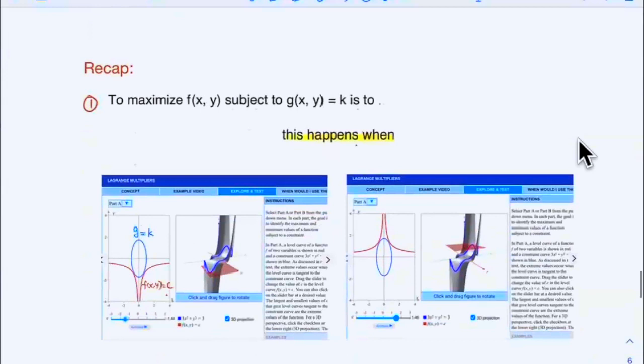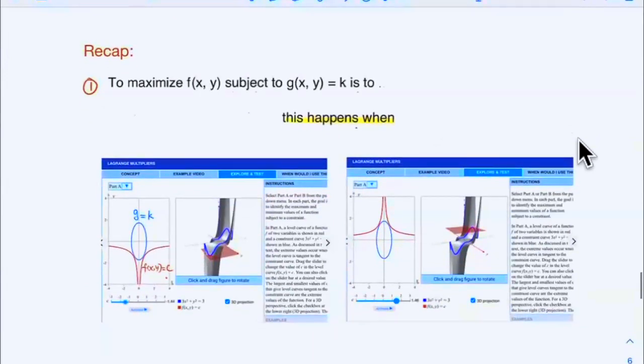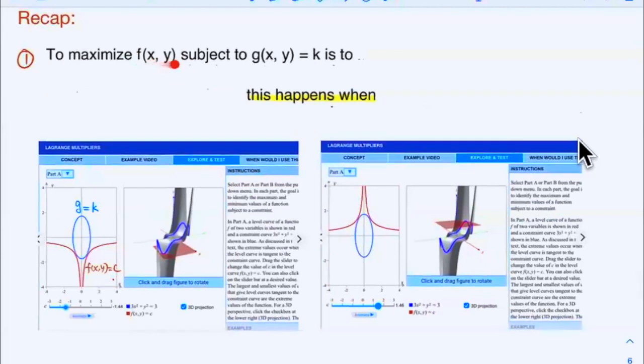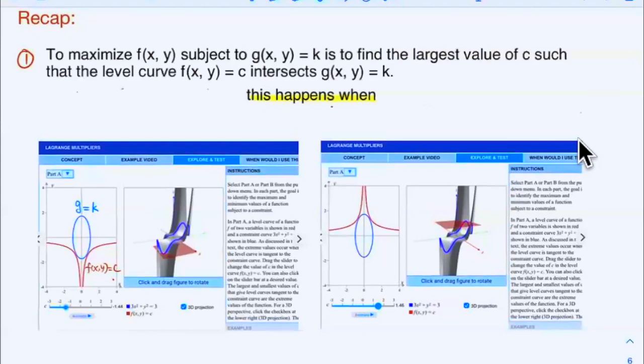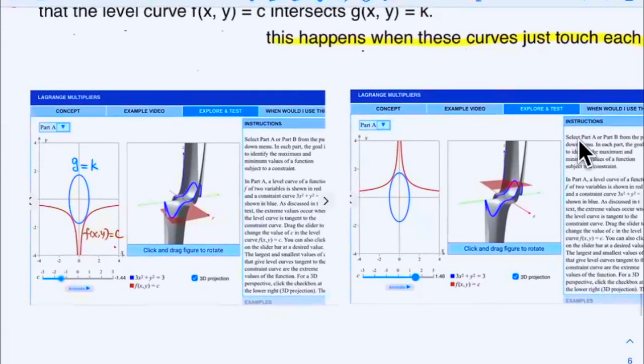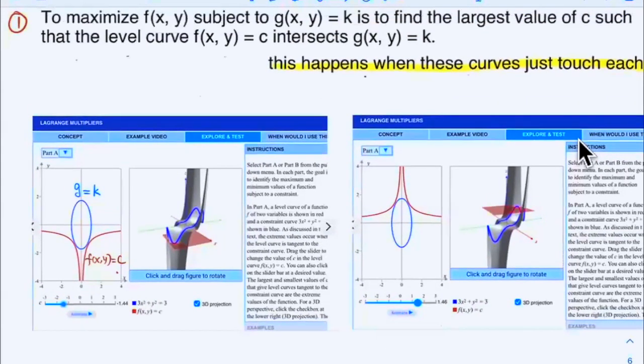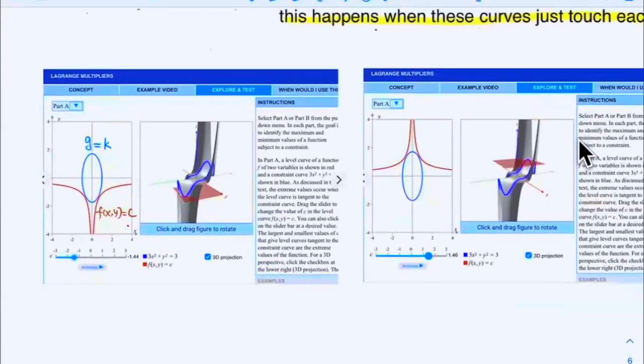Okay, let's do a quick recap of today. What do we have today? To maximize the function subject to a constraint is to find the largest value of the function value such that the level curve intersects this constraint curve right here. And when does it happen? That happens when those curves touch each other. If you take a look at the graph over here, this is the constraint curve, and this is the level curve.